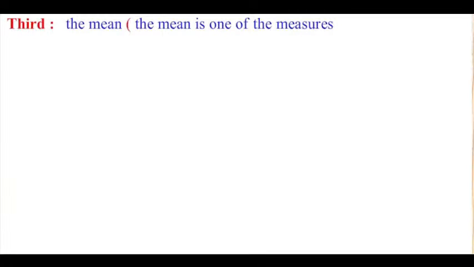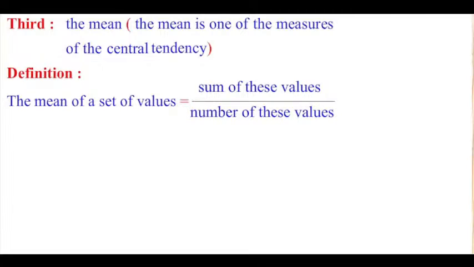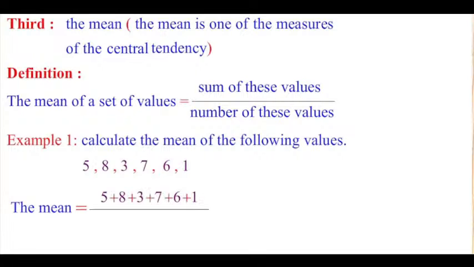Third, the mean. The mean is one of the measures of the central tendency. Definition. The mean of a set of values equals the sum of these values over the number of these values. Example 1. Calculate the mean of the following values: 5, 8, 3, 7, 6, and 1. The mean equals 5 plus 8 plus 3 plus 7 plus 6 plus 1 over 6 equals 30 over 6 equals 5.